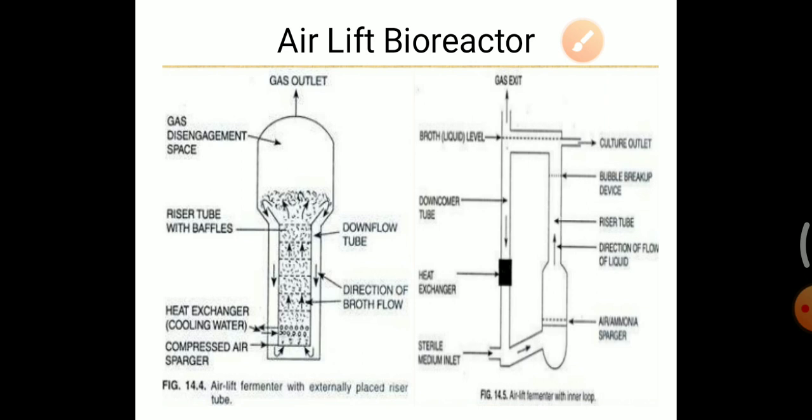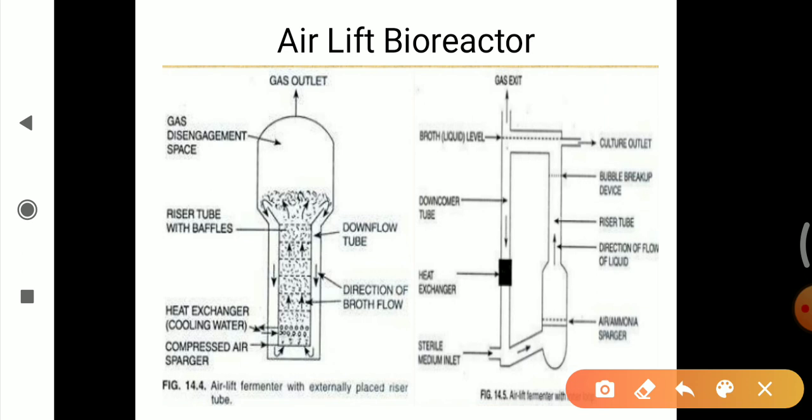This is the diagrammatic representation of the airlift bioreactor, in which, by means of the sparger, compressed air is coming in. By means of the sparger, air or a gas is introduced via the base of the riser tube. This is the riser tube. In that, pressurized or compressed air is introduced via the sparger.